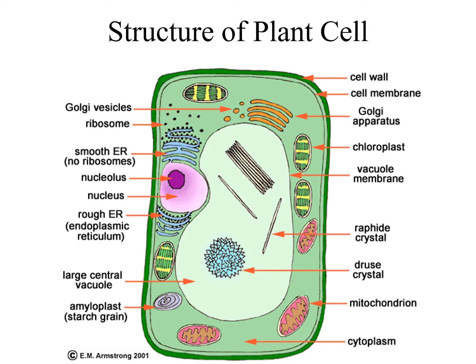And this is a plant cell, having all the organelles like Golgi vesicles, ribosomes, smooth endoplasmic reticulum, large central vacuole, cytoplasm, and mitochondria. So there are different organelles. One by one we will study them in the next slides.